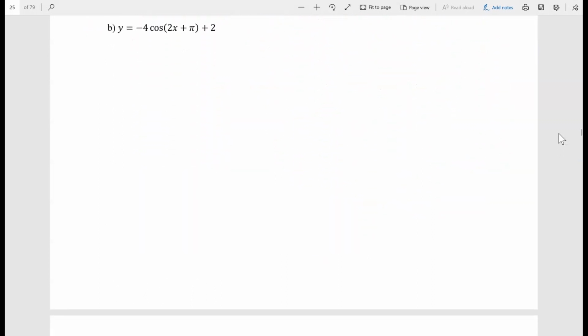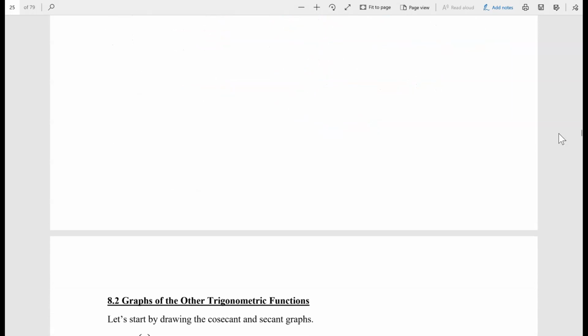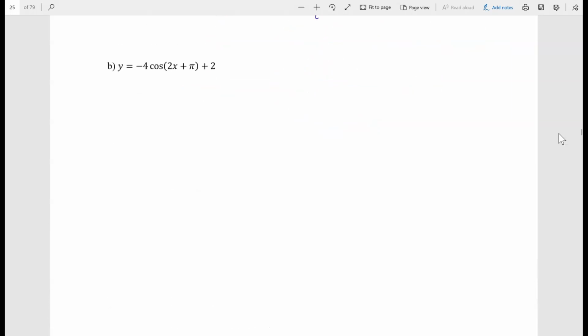Now let's do this problem. Here you have a lot of stuff going on. You have something on the inside, you have a change in the amplitude, you also have a flipping of the graph, and you also have a vertical shift. Okay, so let's first start off with the inside part.